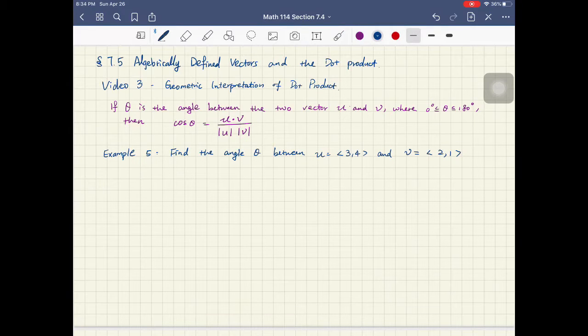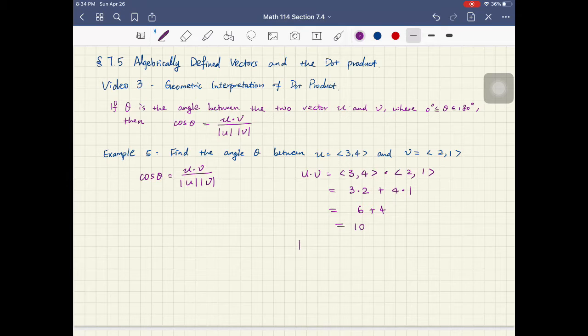Now let's look at the example. We want to find the angle between two vectors u and v. To find the angle, we're going to use the formula we just talked about. So cosine of theta is going to be the dot product between u and v, over the magnitude of u times the magnitude of v. Let's calculate them separately. The dot product between u and v is the dot product between 3, 4 and 2, 1. So it's 3 times 2 plus 4 times 1, and we got 6 plus 4, which is 10.